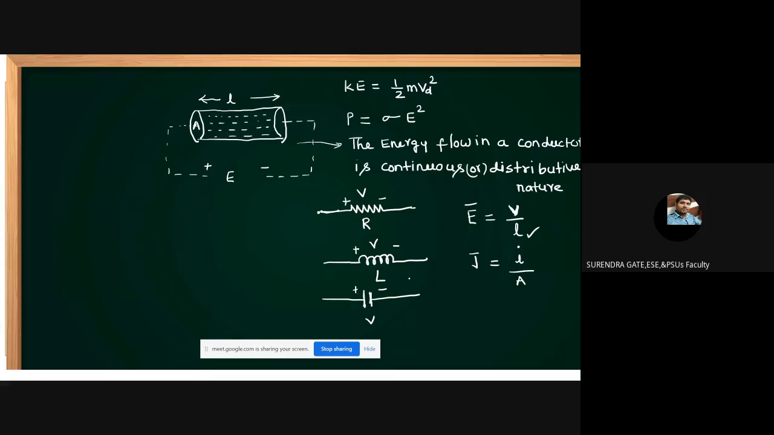Students, please concentrate. That's why you have taken plus minus, plus minus, plus minus. If you interchange the polarity, this is minus plus, and then you also take minus plus, minus plus, minus plus. Understand?